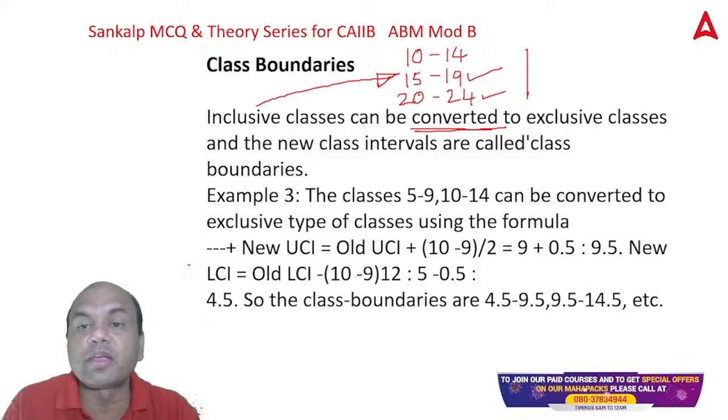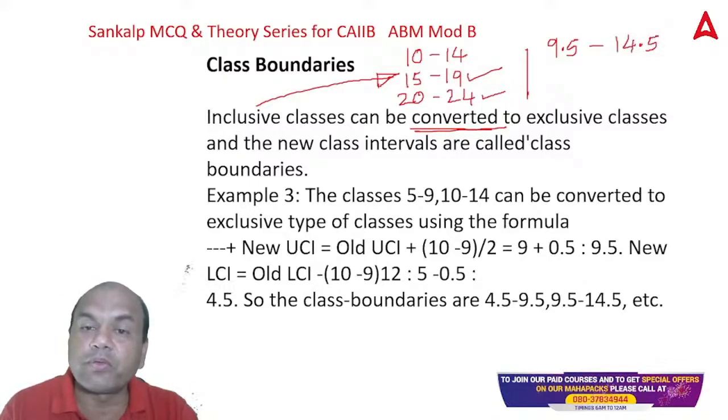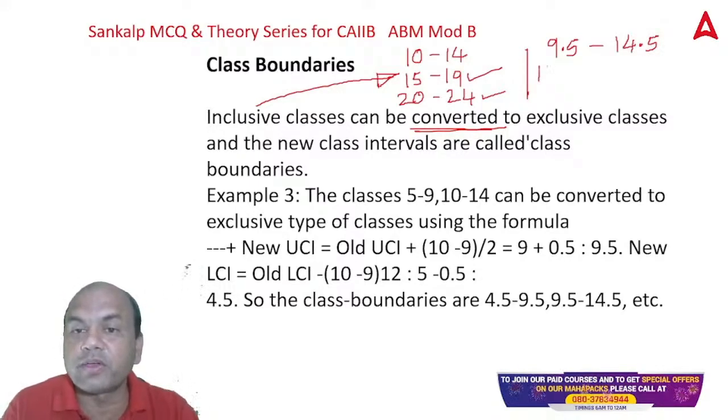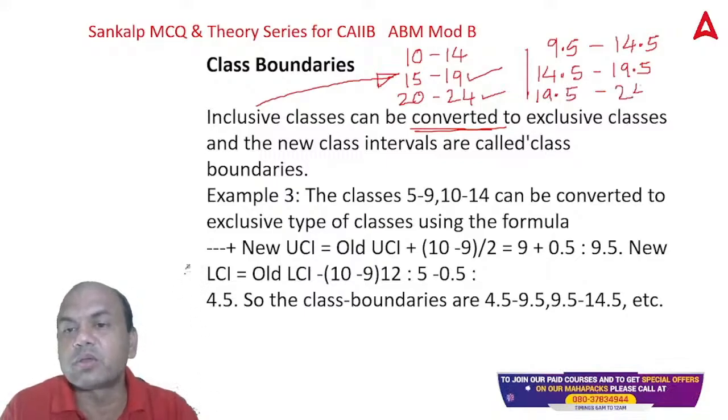Okay, so it will be 9.5, and here 14.5. Now the second part, 15, I'll take 0.5 on the other side, so it is 14.5 and 19.5. Now 20, I'll take it as 19.5 and then 24.5 and so on. I'll go on and on.